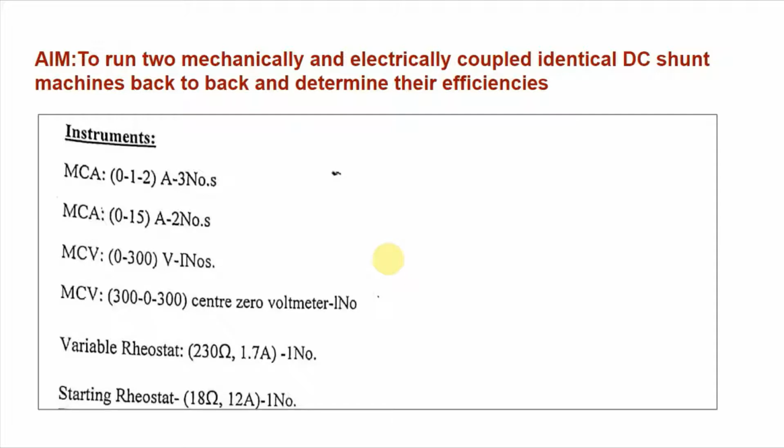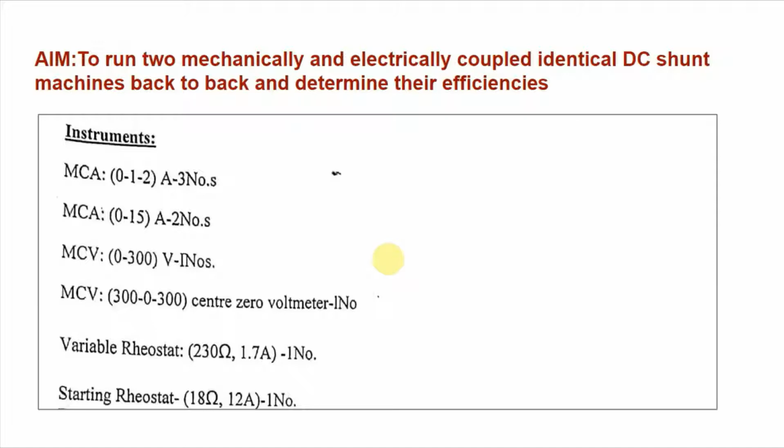So the actual goal or the objective of conducting the Hopkinson's test is to determine the constant loss. Now this constant losses will include iron losses and the friction and windage losses and a small part of stray loss. So these will be together, we'll call it as constant losses, or we can also call it as stray loss. So this will be determined in this experiment.